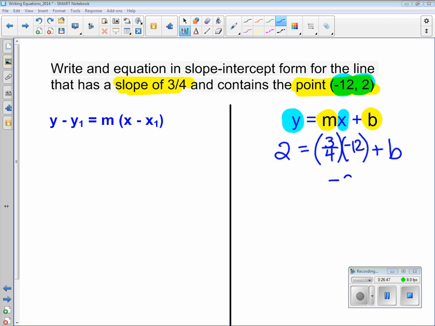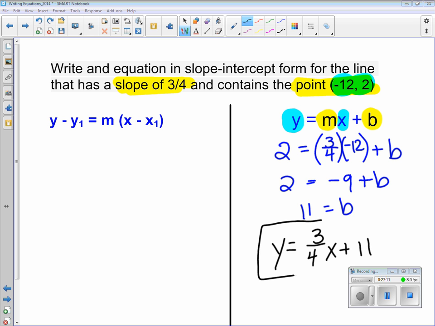So we know this is -9 plus b is equal to 2. To solve for b, I do what? Add 9. So b is going to be 11. So my final equation that I'm looking for is y equals 3/4 x plus 11. So that is one way to do it. You just got to solve for b, right? Sometimes if you're not given b, you have to solve for it. No big thing. That's one way.